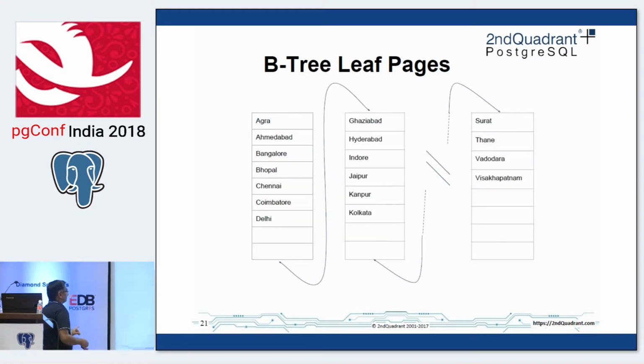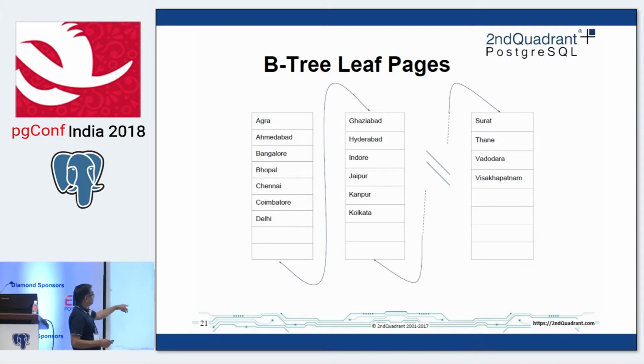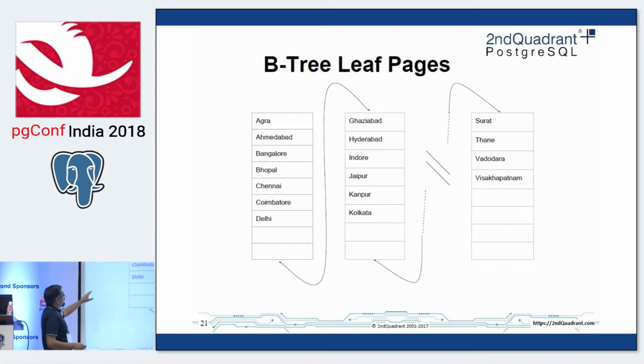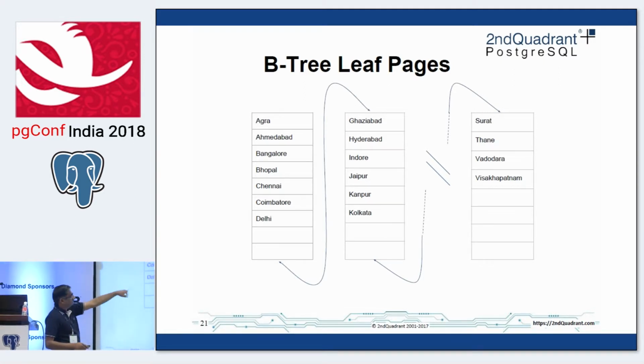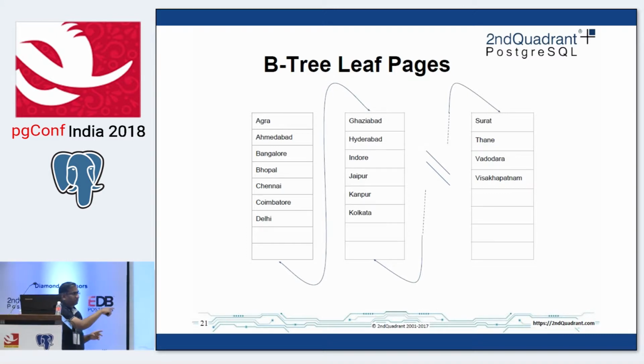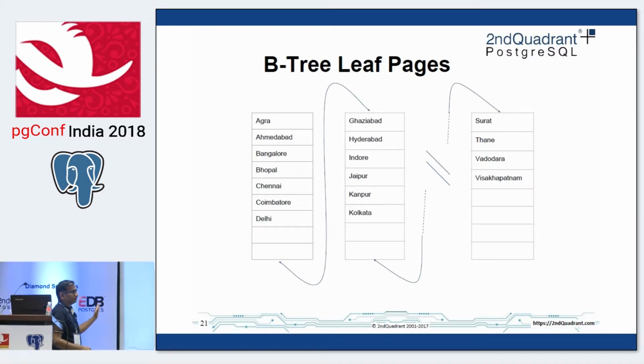As I said, all B-tree leaf pages are always linked by the previous and next pointer. I don't know if the arrows are really visible, but what I'm trying to show here is that the index is all sorted. You start with A and end at V, and these blocks are chained together so that you can go from one block to another block without restarting from the top of the index tree.